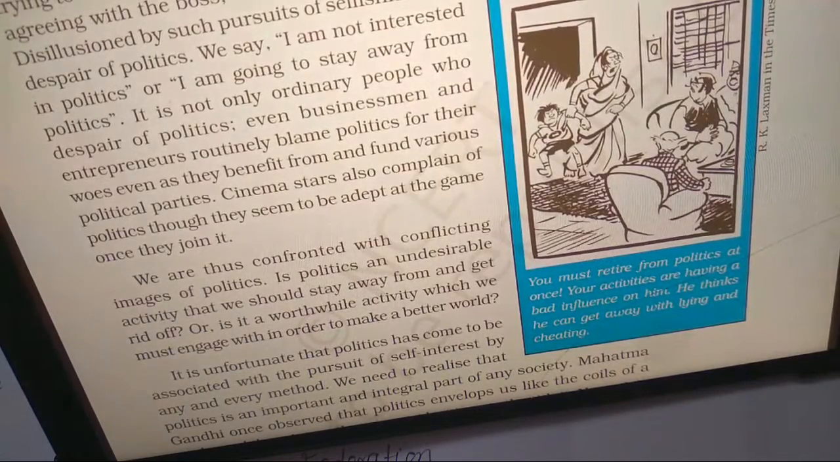We are thus confronted with conflicting images of politics.